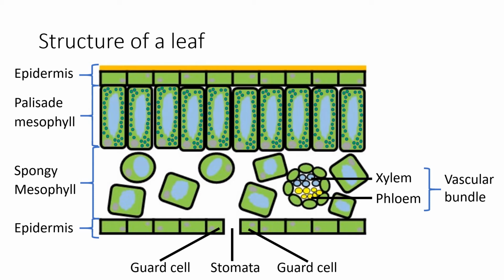You need to be able to label that diagram. You need to know how to spell those words. You need to be able to identify the tissues on the left-hand side, and you need to be able to identify all the different names inside the vascular bundle in terms of xylem and phloem. We'll also look at how stomata work.